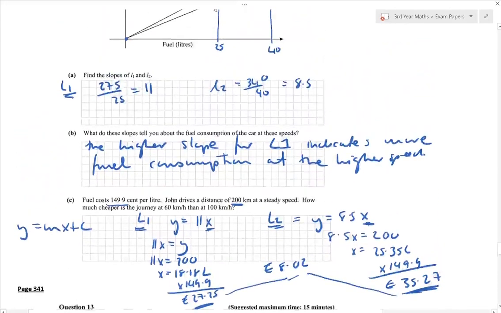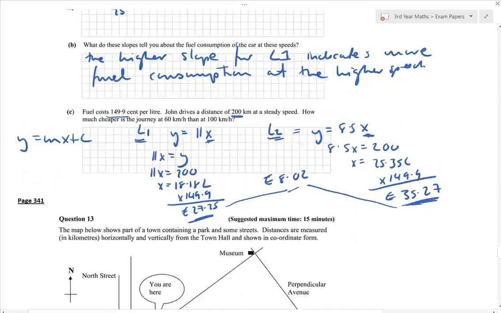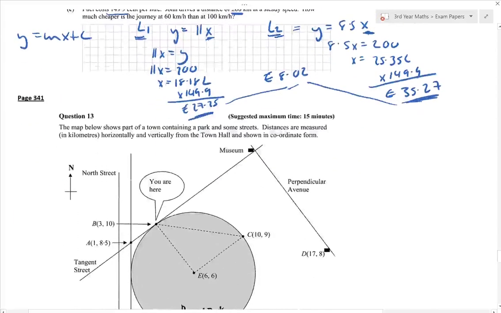Right, that again, some of that was quite tricky. Page 341 then. Now, there was a lot to this question.